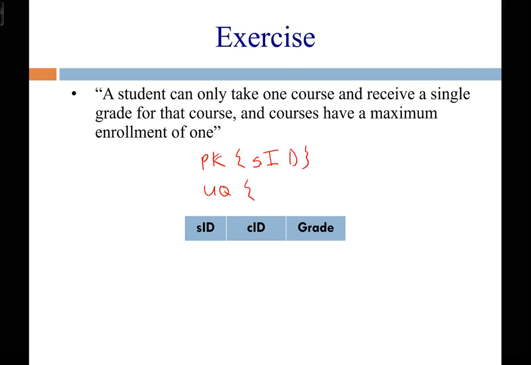Unique candidate key of CID. Yep. So the first part of the sentence, before the comma, a student can only take one course. That is handled by the primary key. And then a course can only have max enrollment of 1, which is handled by the unique.